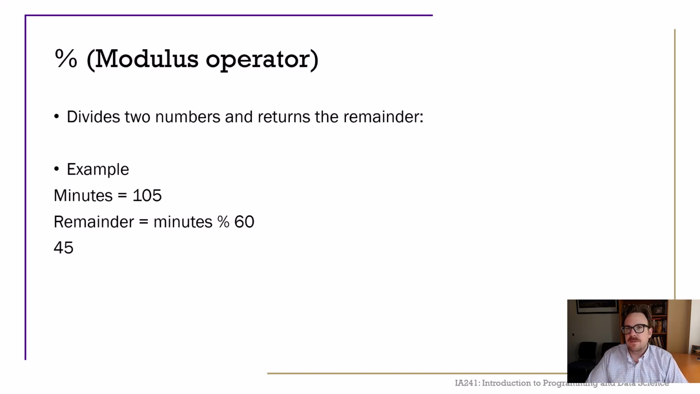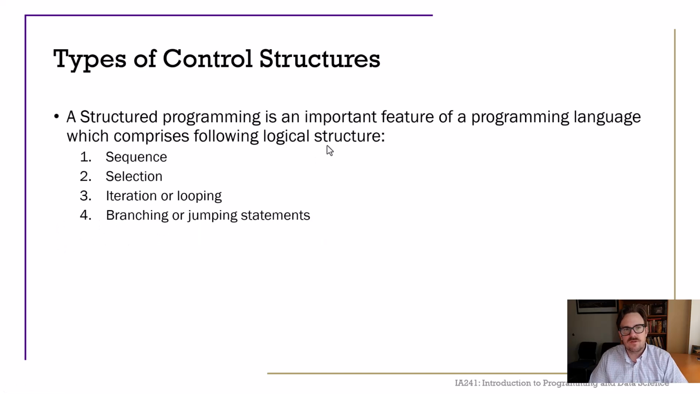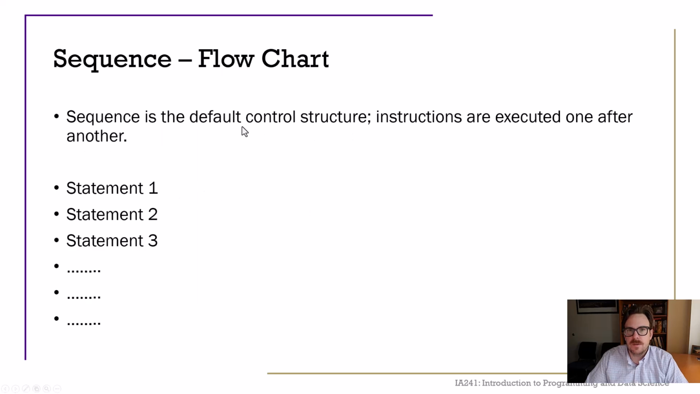We're kind of wrapping up the useful tools before we get into the control structures. Types of control structures: we have sequence, selection, iteration or looping, and then branching or jumping statements. These are what determine the structure and the flow of our code as it progresses. So what is sequence? Sequence is the default. The instructions occur one right after another. It is how things are going to happen within the code, what I demonstrated earlier.